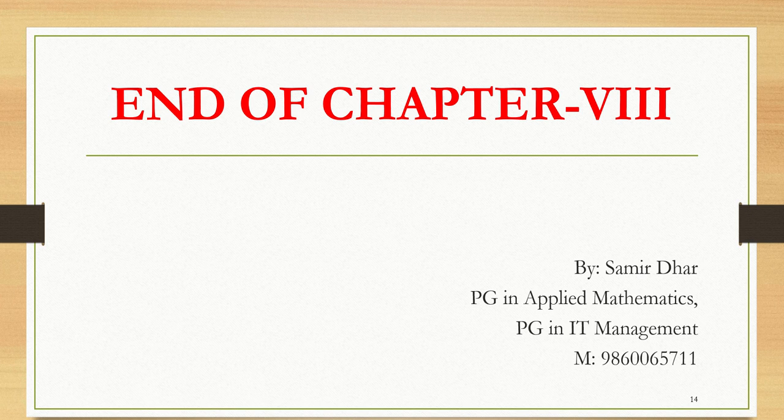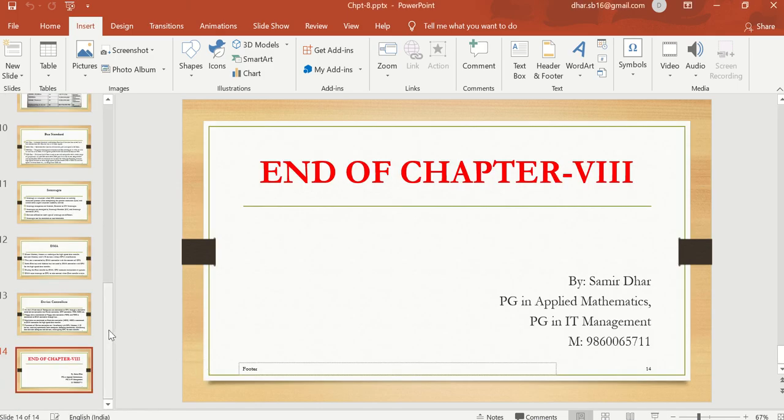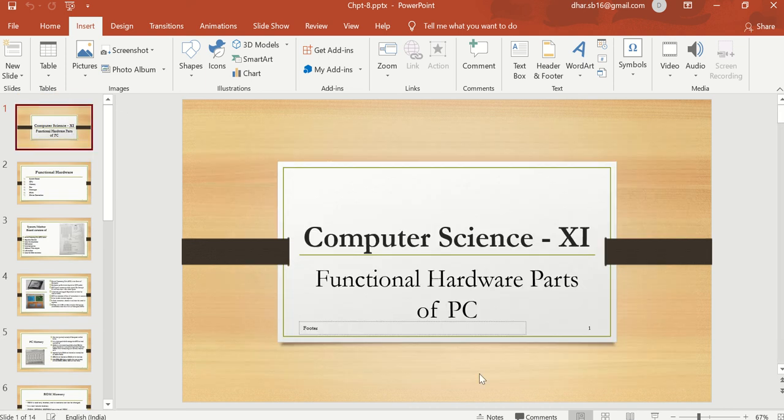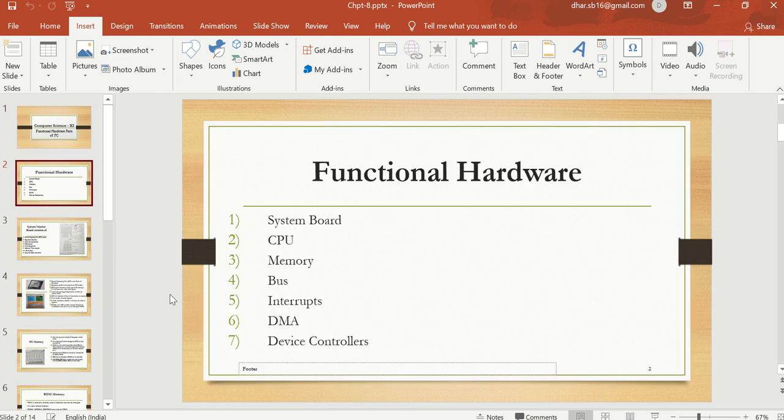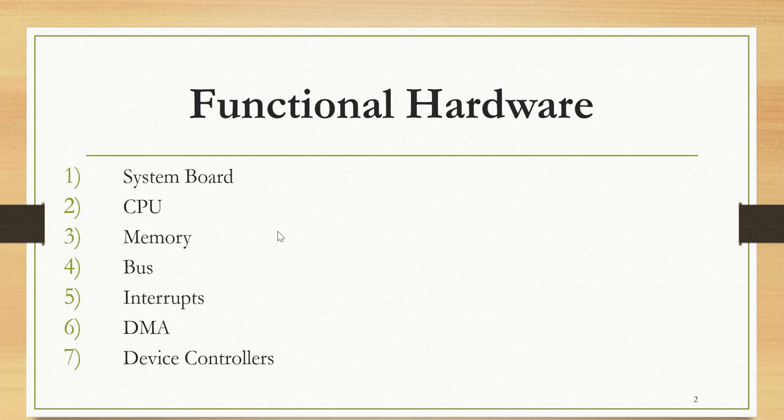So next, this is the end of your chapter 8, and we also finish the functional hardware parts of the PC. We have seen what the functional hardware parts are: the system board, the CPU and how it works, memory and types of memory, the bus with its three types, interrupts, DMA, and then the device controller. These are the main functional hardware.